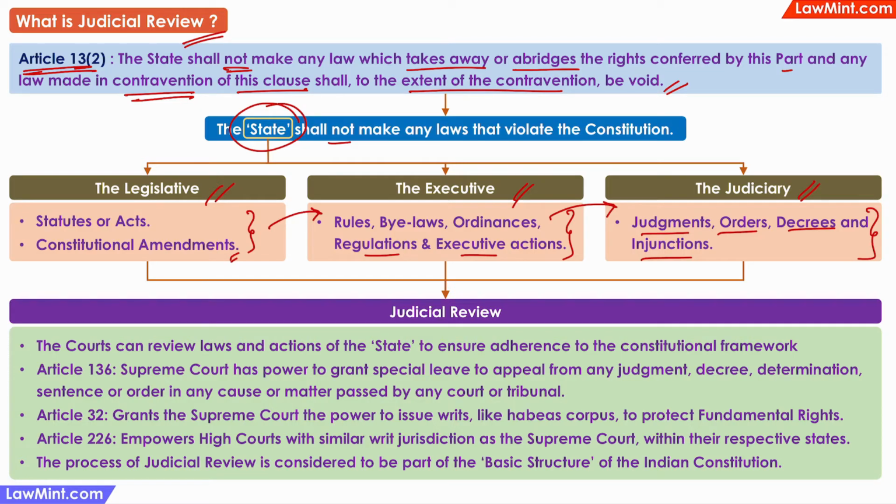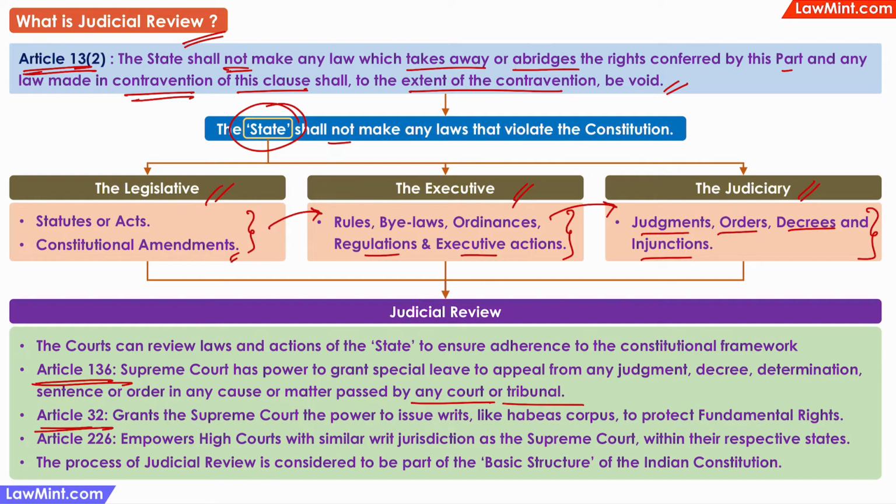If any of these laws or actions by any of these 3 branches of the government are violating the Constitution or the principles of natural justice, then the judiciary can review them. The Constitution also supports the process of judicial review through several articles. Under Article 136, the Supreme Court can allow the appeal of any judgment, decree, determination, sentence, or order in any cause or matter passed by any court or tribunal, including those passed by the Supreme Court itself, which means that the Supreme Court has the power to review any judgments or any actions even by the Supreme Court itself.